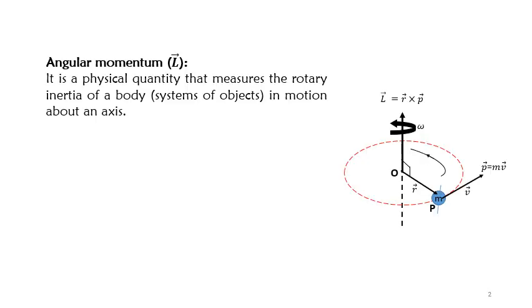First, we look at angular momentum, which is the physical quantity that measures the rotary inertia of a body. That body can be a system of objects, a system of particles. So it's the quantity that measures the rotary inertia of the body in motion about an axis. Linear momentum deals with a body going in a straight line, from one point to another, translational motion. But angular momentum deals with an object that is rotating, an object in rotational motion.